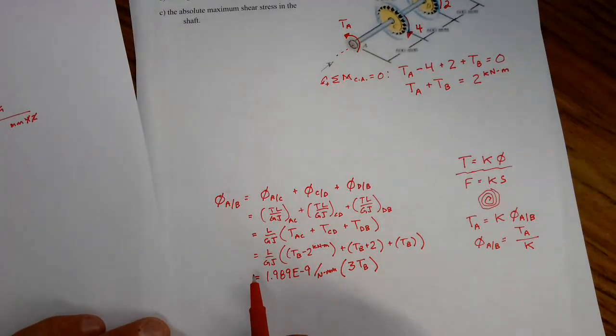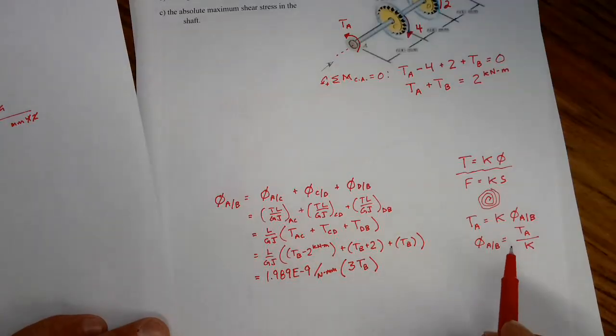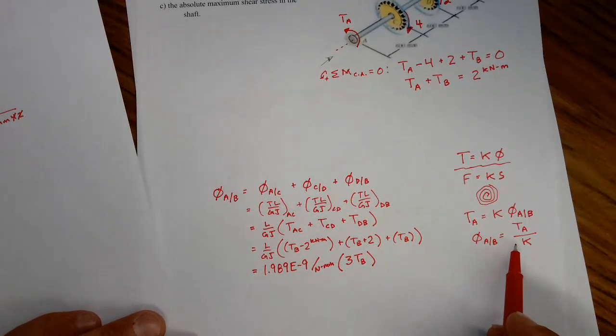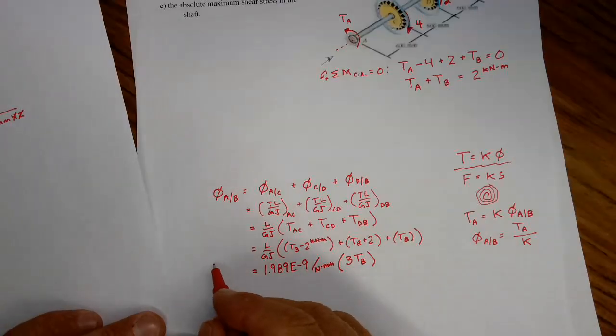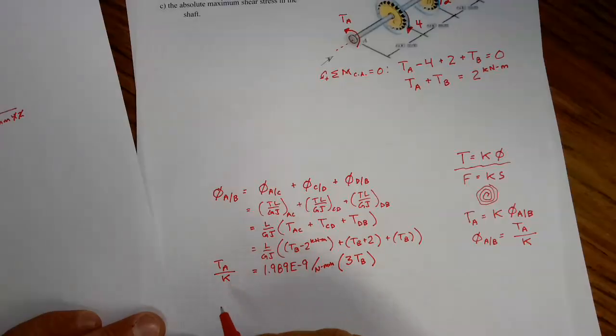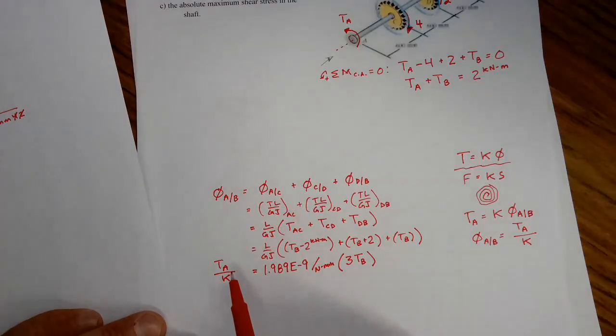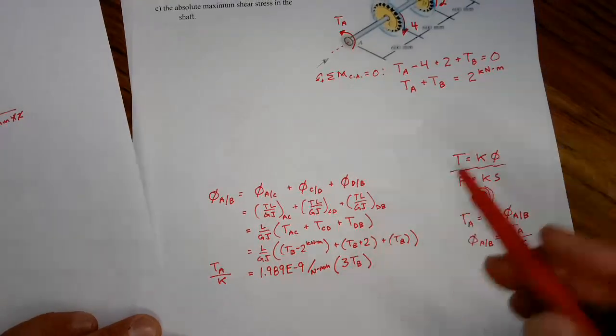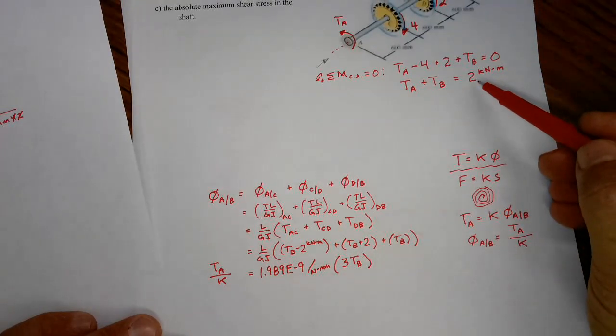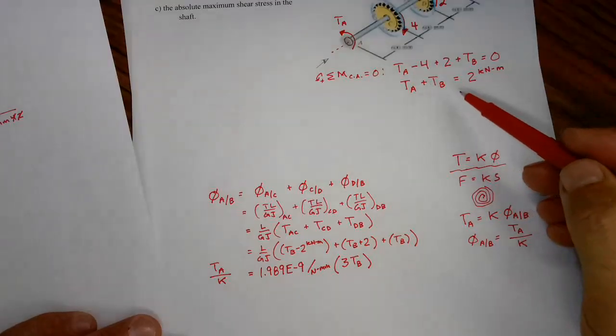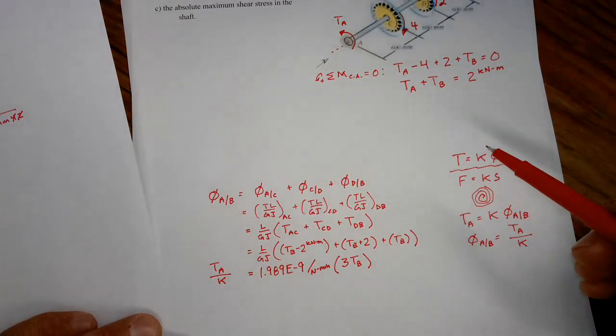On the other side of the equation, we're going to substitute in TA over K. TA over K. And you're going to see, we have a value for K on the other page. We're going to see that we have an expression that relates TA to TB that will supplement our statics equation. And with the two of them, we'll solve for TA and TB.